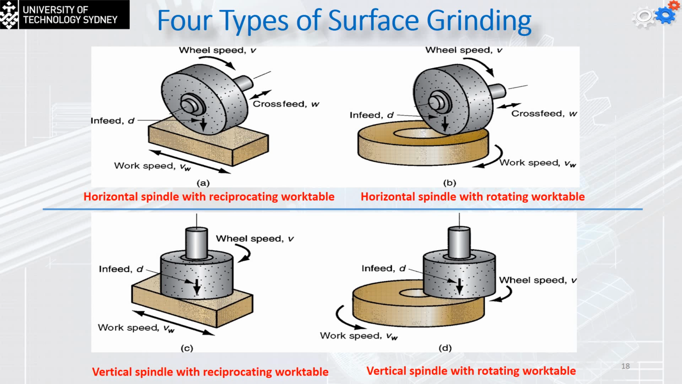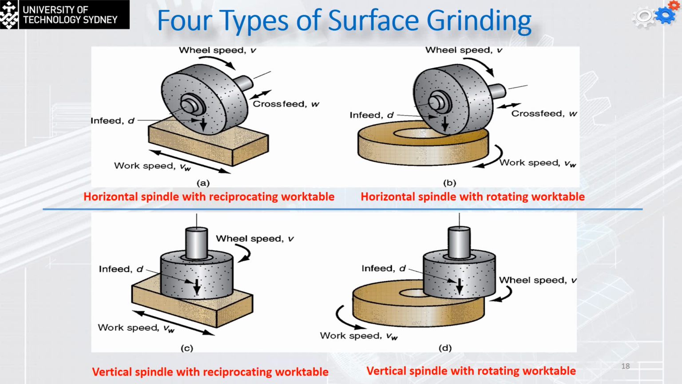And we can have it with the vertical spindle with the reciprocating work table. Okay, now it's opposite to this one. The vertical axis is going to be the axis of rotation. Or the vertical spindle with rotating work table. So we just change the direction of the rotation of the work.